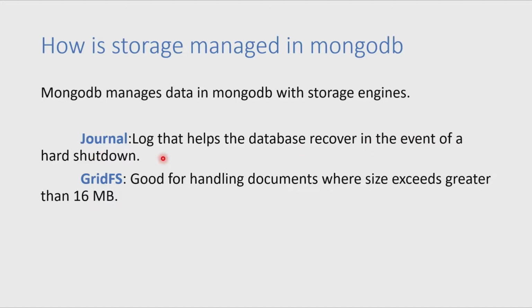Let's say the database has done checkpointing at one particular point of time, and another checkpoint was supposed to happen in, let's say, a couple of seconds, and before that the database has crashed. Then these journal files, which have the transaction details in serialized format, will be used to recover the system. There is one more type of storage, which is GridFS. This is useful when you have documents whose size is greater than 16 MB.